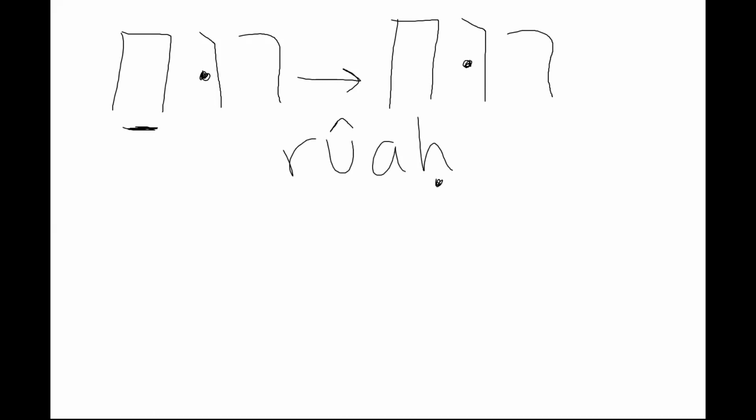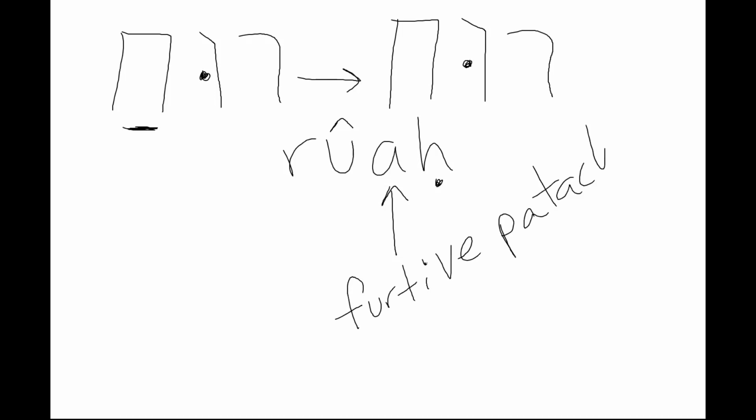Right? This represents your furtive patach. Ruach: breath, wind, spirit. And this is what? Monosyllabic. All right? Ruach. So we just learned a little bit about the furtive patach.